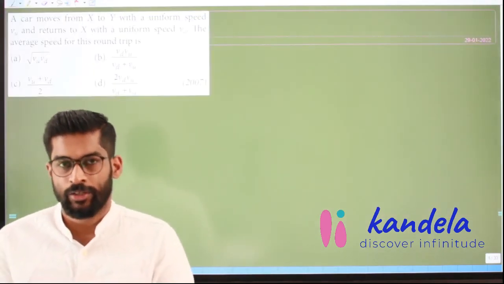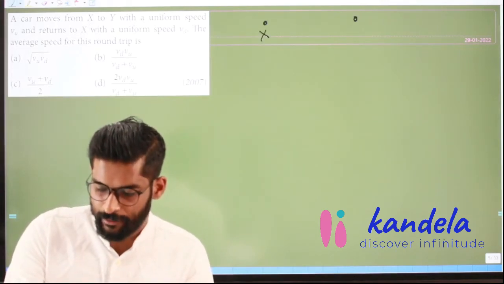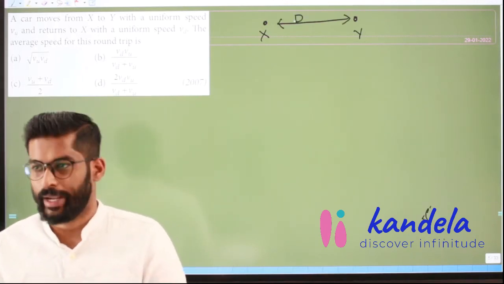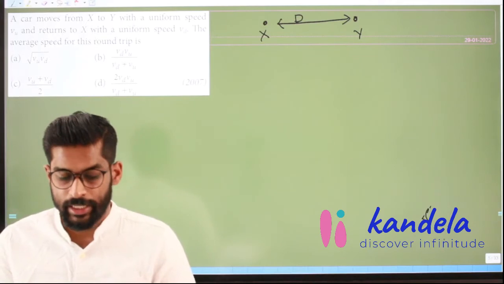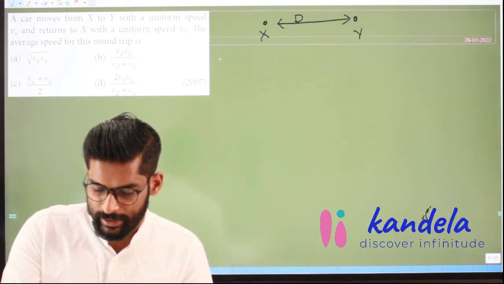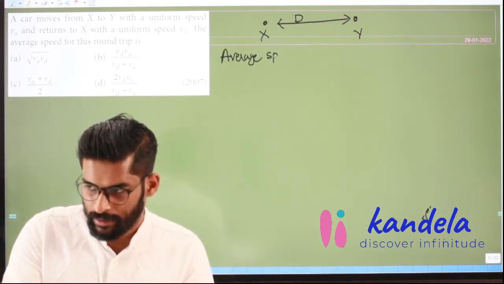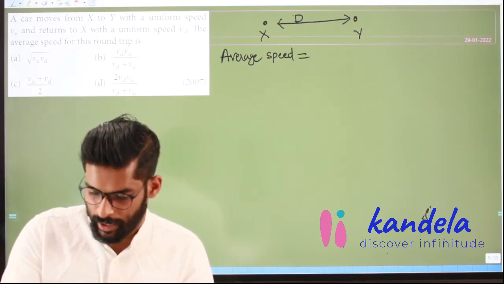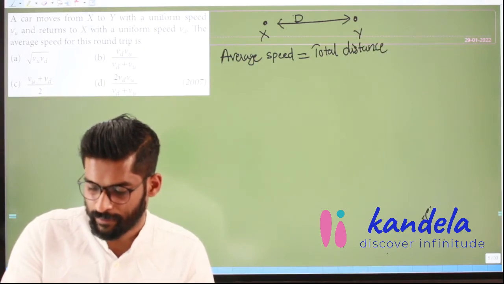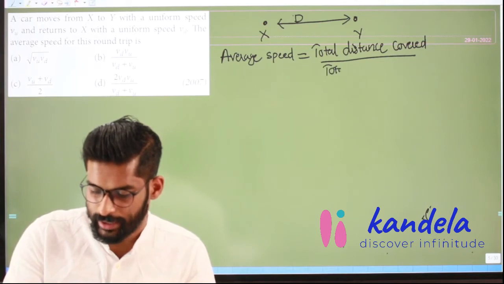Okay, so as we said, let the distance between X and Y be d. Now what is the question? To find the average speed of the round trip. Alright, so first let's again define what is average speed. So average speed is, as we know, total distance covered divided by total time taken.